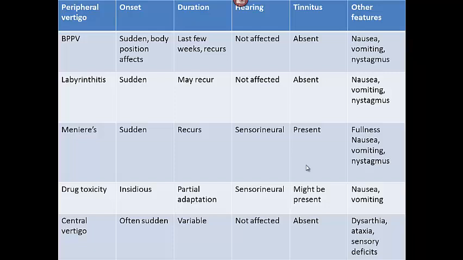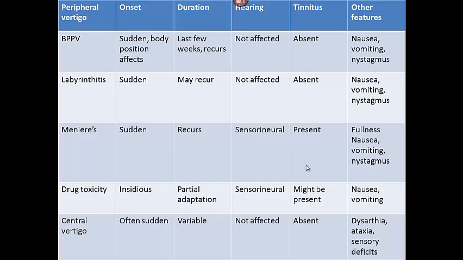Vertigo is a very common manifestation. There are different types of vertigo. You have peripheral vertigo and central vertigo. Peripheral vertigo, or benign paroxysmal positional vertigo, is one of the common and most frustrating complaints that are brought to the general health practitioners. There are 4 types of vertigo.